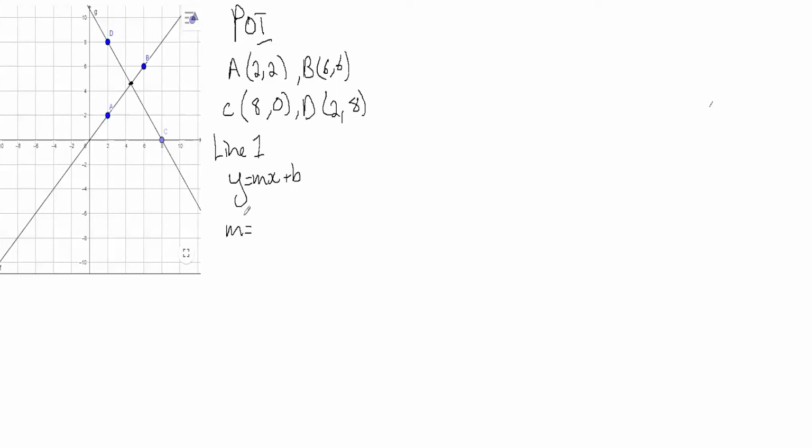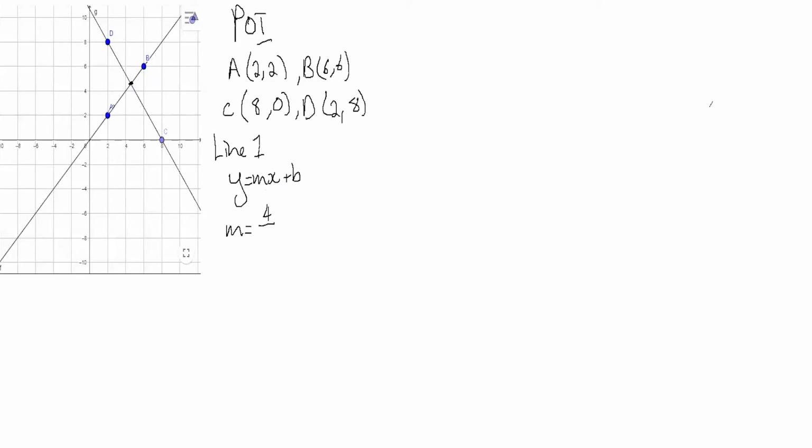M is the gradient, which is the steepness, and you find that by rise over run. So you pick a point. We'll do A because it's the first letter. We'll go A to B. So how far do we rise from A to B? Well, its height is 2, and B's height is 6. So we rise 4, right? So its rise is 4. Now you can do that off the graph or with these two numbers that we have here.